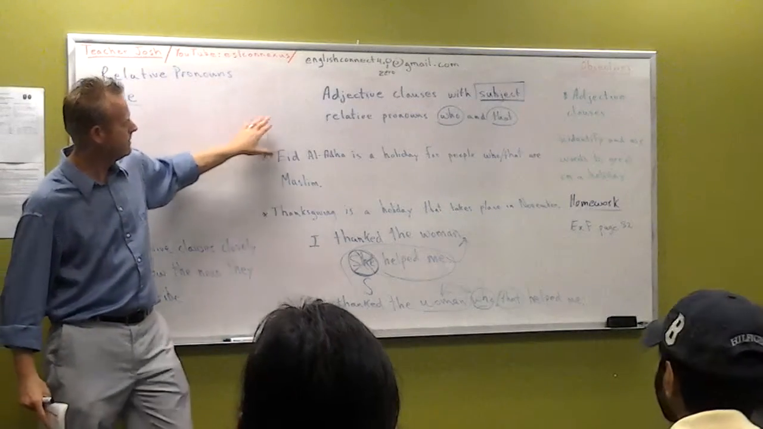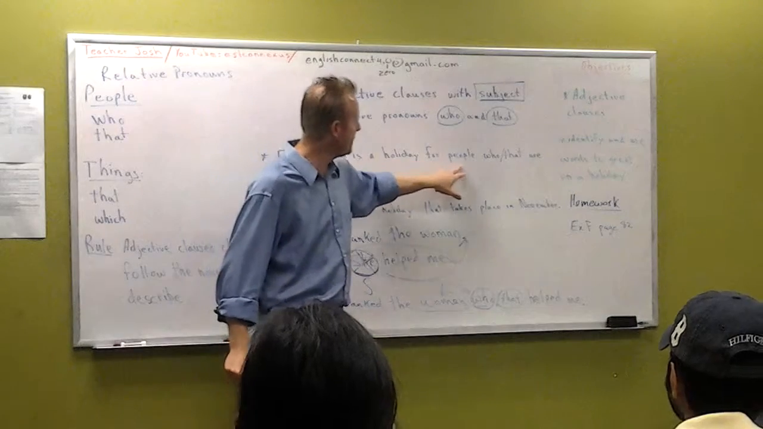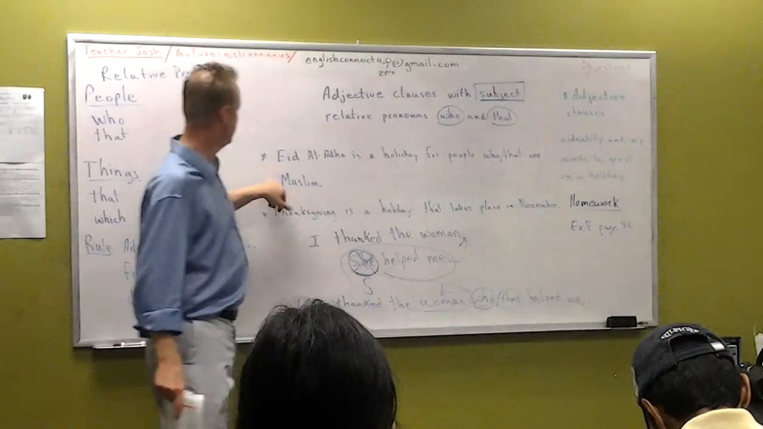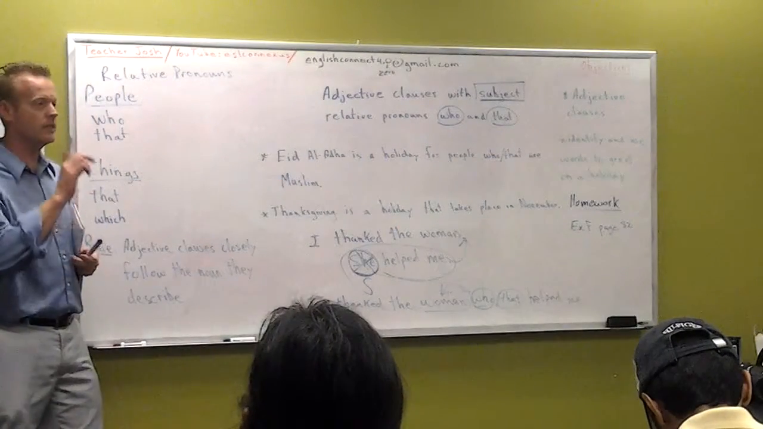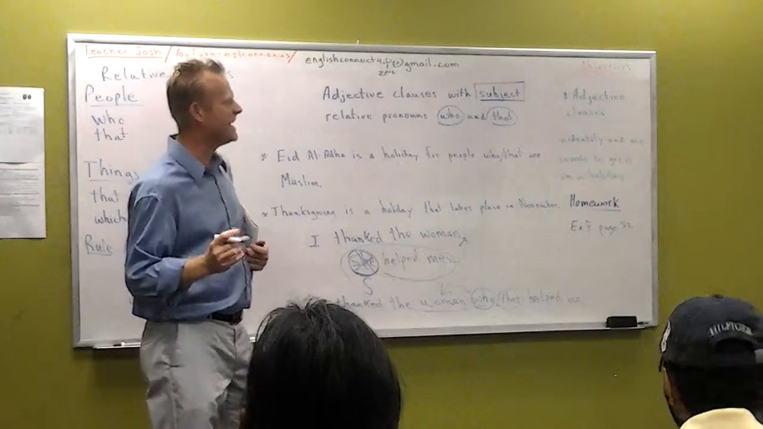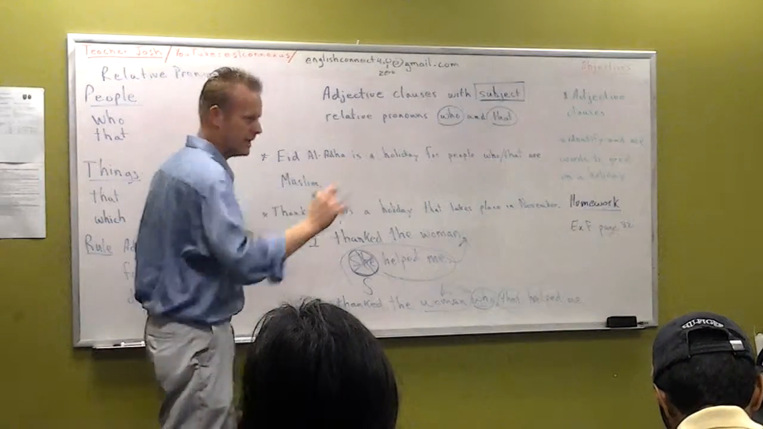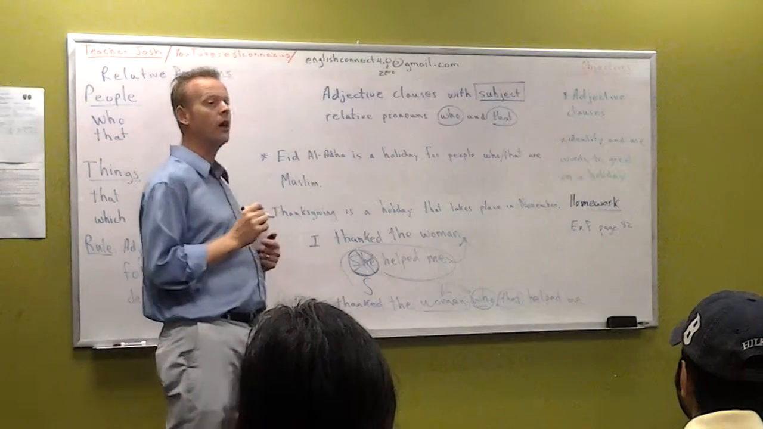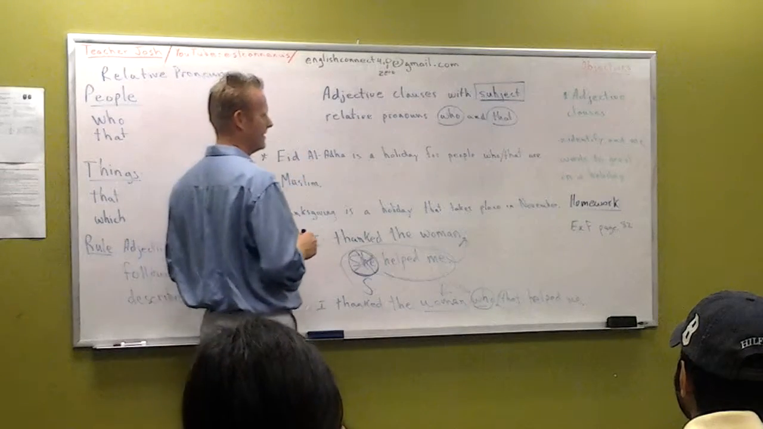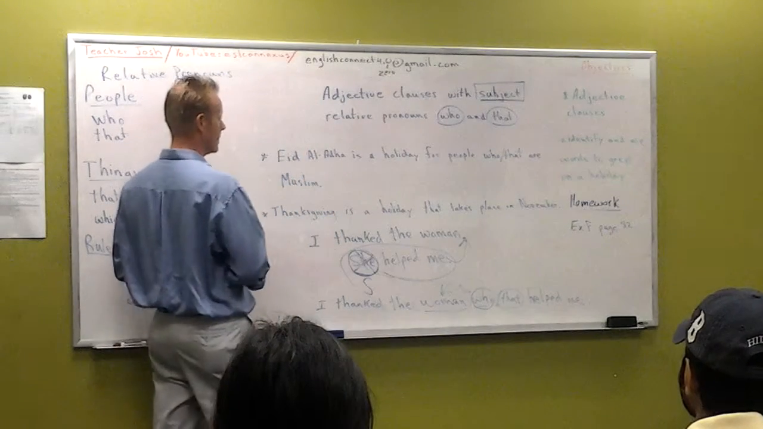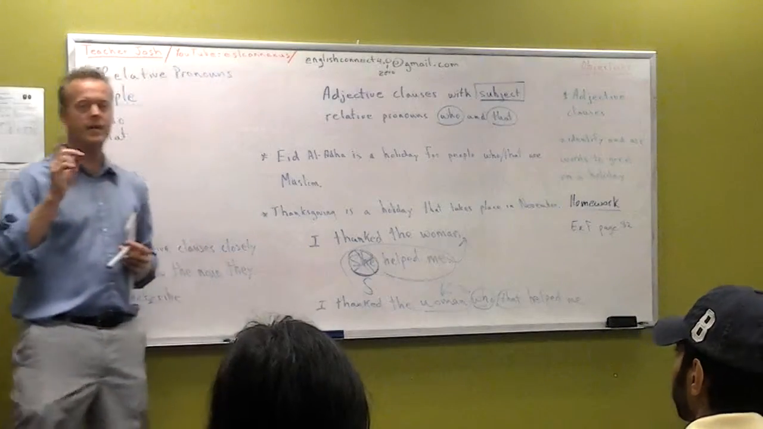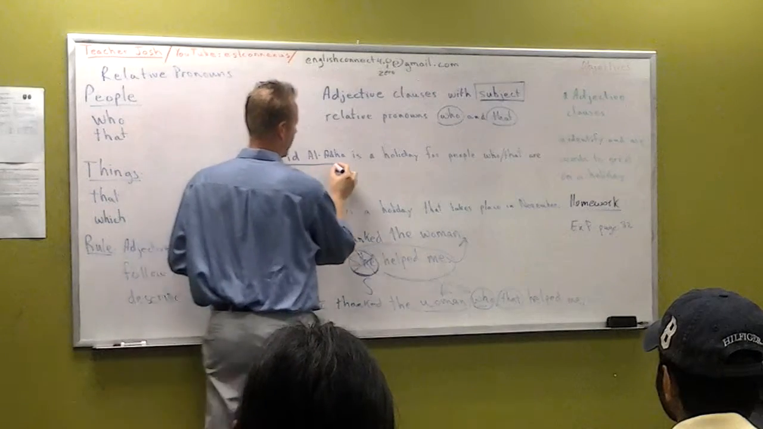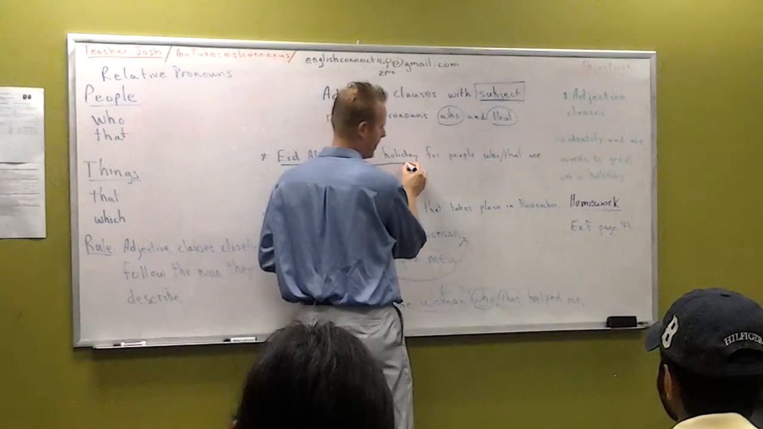Eid al-Adha is a holiday for people who or that are Muslims. So, somebody, now listen carefully. Somebody tell me, where's the main clause? The main clause. Yes, yeah. Hold on. A holiday for people, that's not all of it. Remember, the clause has to have a subject and verb. Eid al-Adha is a holiday for people.